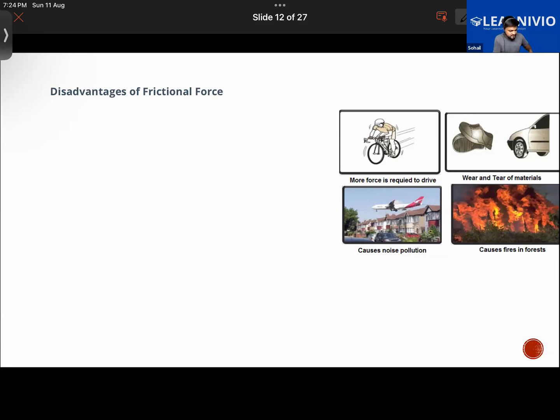Everyone has to give three disadvantages. Starting from Khadija. Okay, then let's start from Gauri. You. Friction causes wear and tear of the objects that are rubbing against each other. Good.